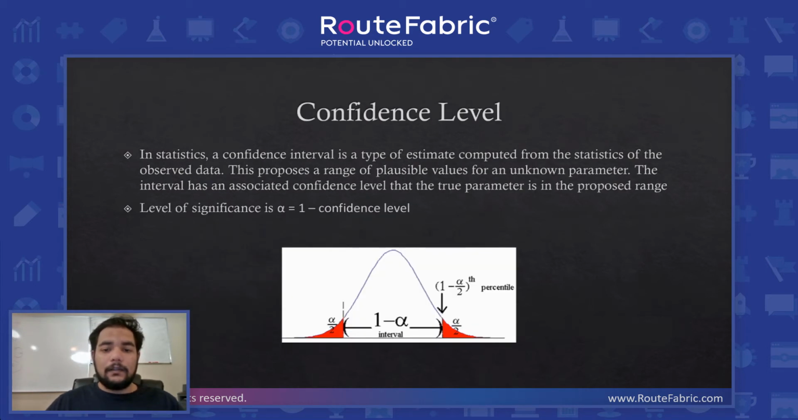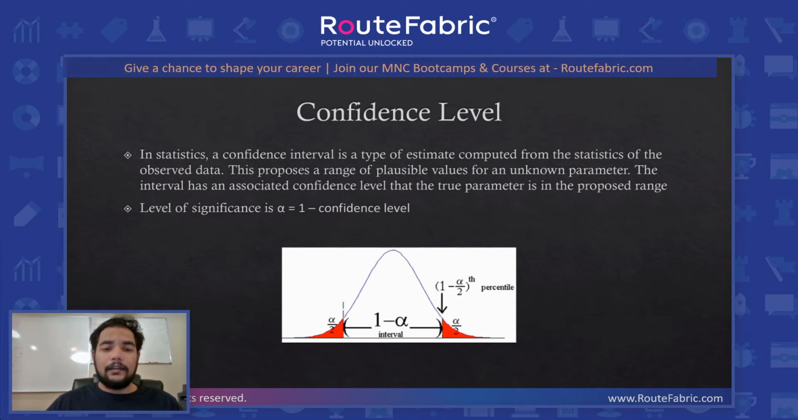Confidence level is another way to find the z-score or t-score in hypothesis testing. If the confidence level is given to us, we can find the alpha. Alpha is the level of significance, which is equivalent to 1 minus the confidence level, which is a percentage. A confidence interval proposes a range of possible values for an unknown parameter. The interval has an associated confidence level that the true parameter is in the proposed range.